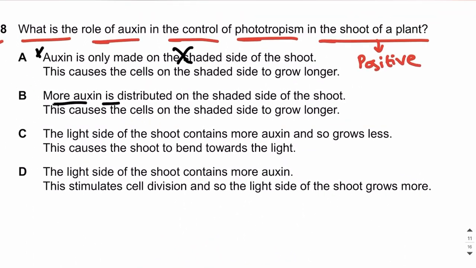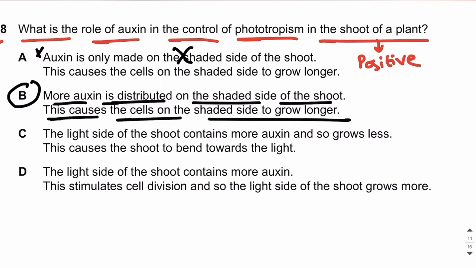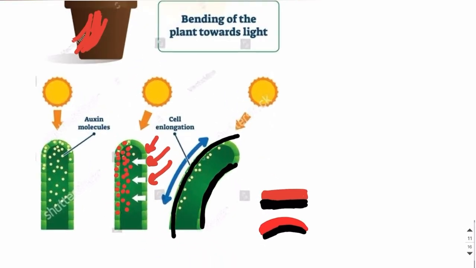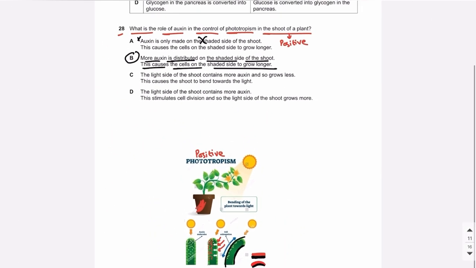More auxin is distributed on the shaded side of the shoot. This causes the cells on the shaded side to grow longer. This is the right answer, that more auxins are distributed on the shaded side of the shoot. And over there in the shaded side, the cells grow longer because of the auxins. There's cell elongation, and this causes the shoot to bend towards the light, and that is positive phototropism.